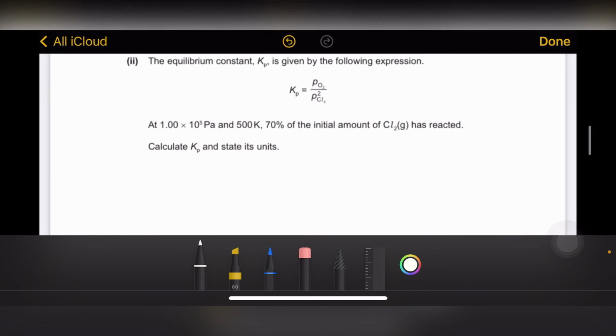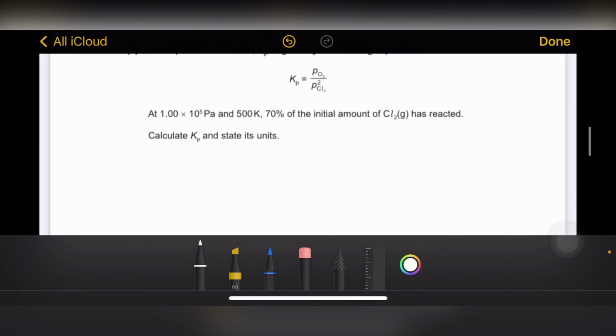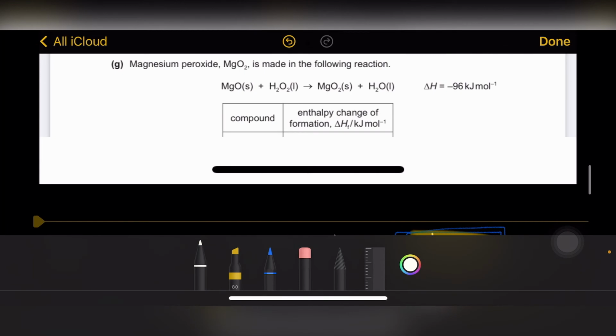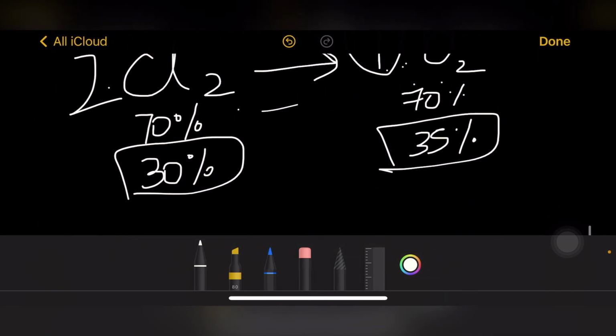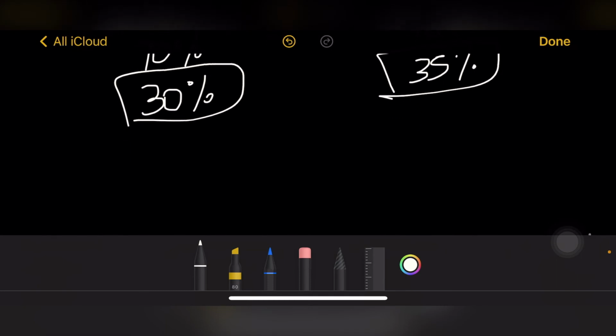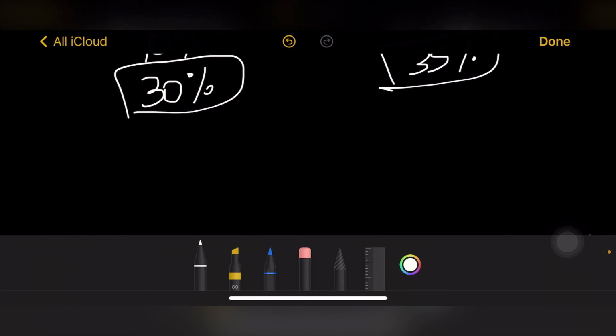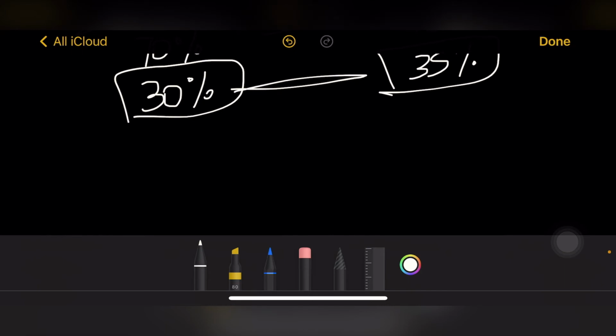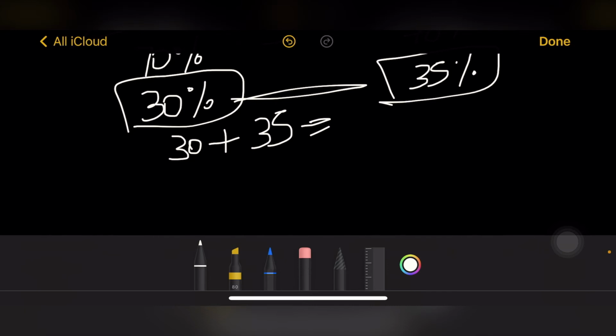Now I'm not sure what they were asking. We just have to write the Kp expression. So in Kp's expression we write mole fraction. Okay, so the total moles will be 30 plus 35, which is 65. Now 65%. Now we usually don't take percentages. Let's divide all of this by 100.